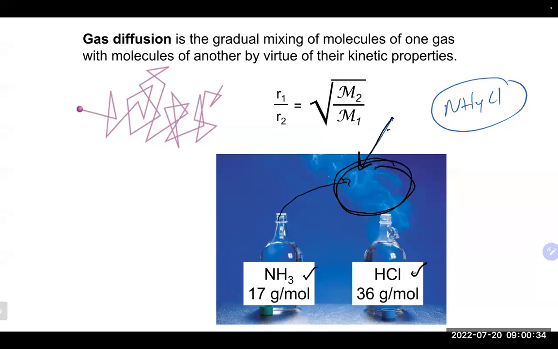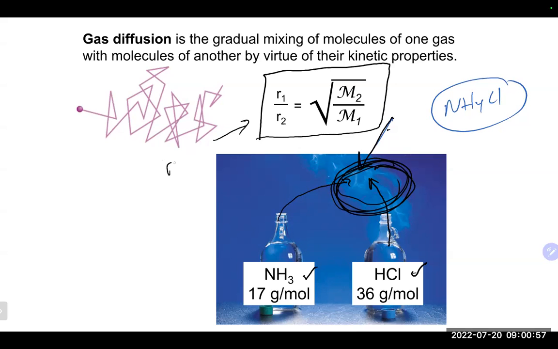And that is why when this guy comes out and this guy comes out, we see the mixing occurring closer to the slower moving gas, because the NH3 is able to basically get over there a lot faster than the HCl is leaving the container. You can actually calculate a couple of these things if you're interested in the rates or the molar masses. This is R1 over R2. These are rates, so how fast something's moving, say per second, per minute, per hour, something of that nature.